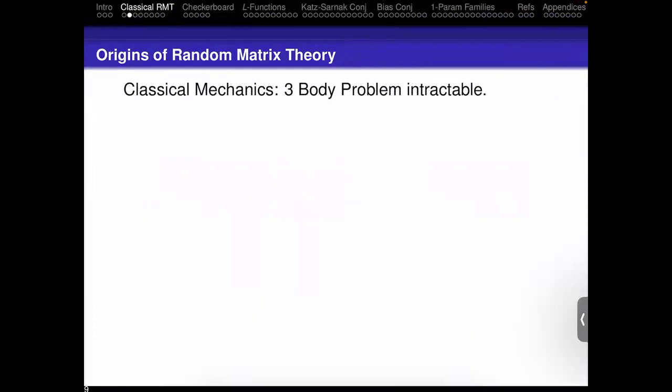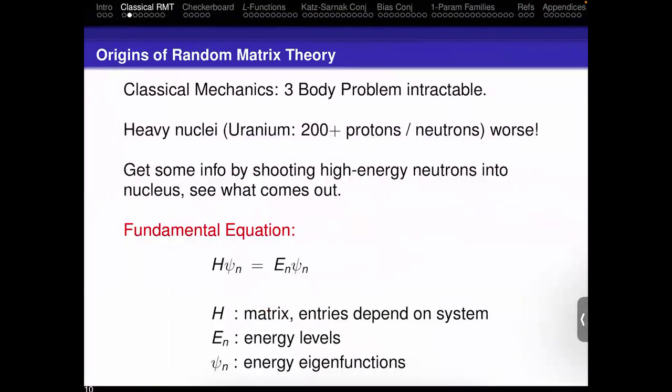If you have 1 point mass in the universe under gravity, it's boring. If you have 2 point masses under gravity, it's boring. Once you have 3 point masses in general configuration, this is now extremely interesting, and we cannot write down a closed form analytic solution. Well, if we can't do this for 3 bodies, imagine how much worse it is for something heavy like uranium with over 200 protons and neutrons.